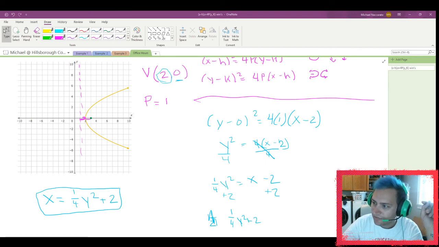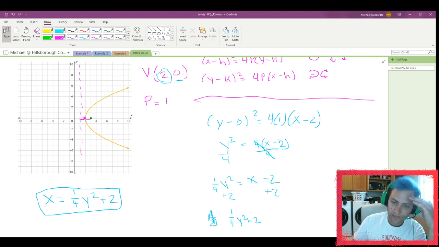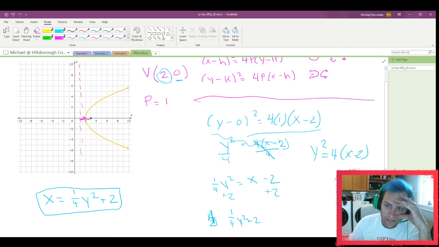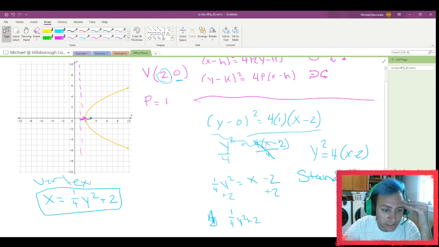Write this in its vertex form. Yeah, that would be the vertex form. Oh, duh, that's right. I'm thinking standard. Sorry, I was confusing myself with the titles. If it said standard form, then I would have left it as y squared equals 4 times (x minus 2). So this is standard, and this is vertex. I knew that. My brain isn't functioning because I'm just stuck at home.